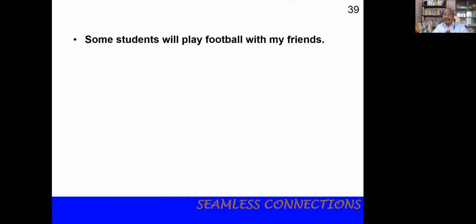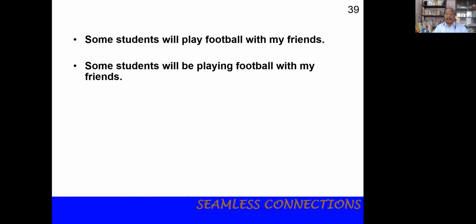Some students will play football with my friends. Some students will play football with my friends in the evening. Some students will be playing football with my friends in the evening. Will be playing.